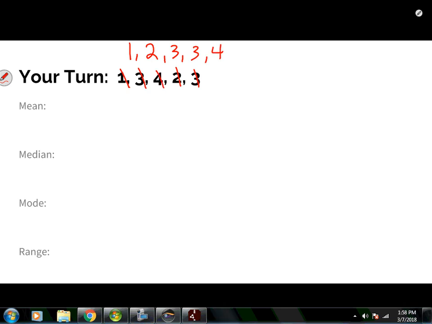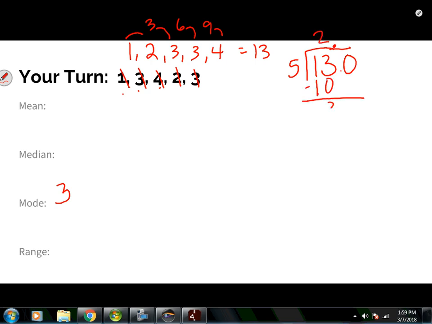Right off the bat, I can tell my mode is going to be 3, so I'm going to go ahead and get that out of the way. Adding my numbers, 1 plus 2 is 3, 3 plus 3 is 6, 6 plus 3 is 9, and 9 plus 4 is 13. Take that number and divide by how many numbers I have, which is 1, 2, 3, 4, 5. Add a decimal and a 0. 5 will go into 13 2 times. 13 minus 10 is 3. Bring down my 0. 5 will go into 30 6 times. My mean is 2 and 6/10.